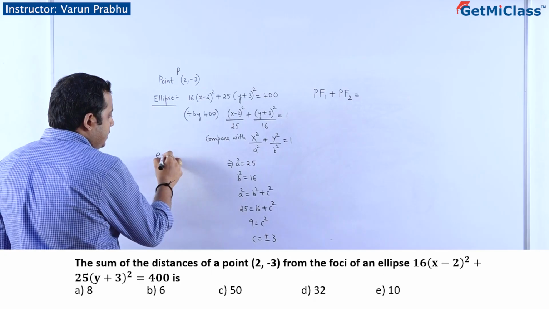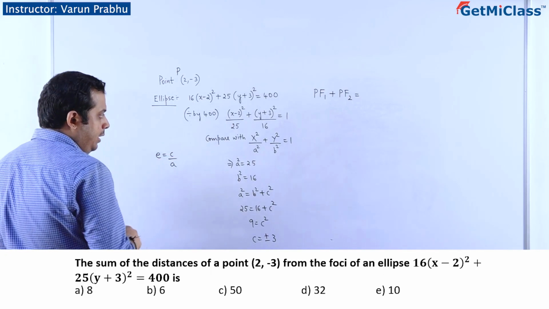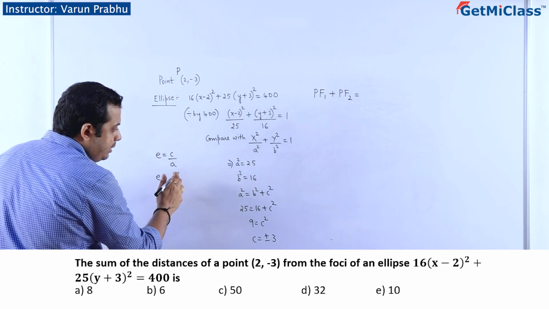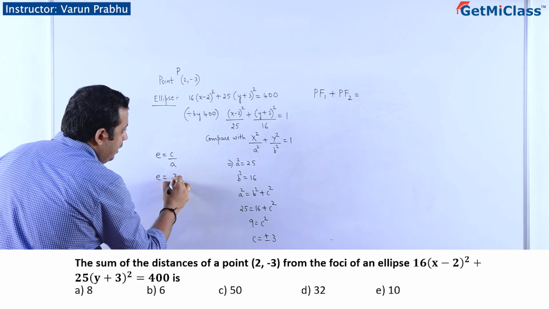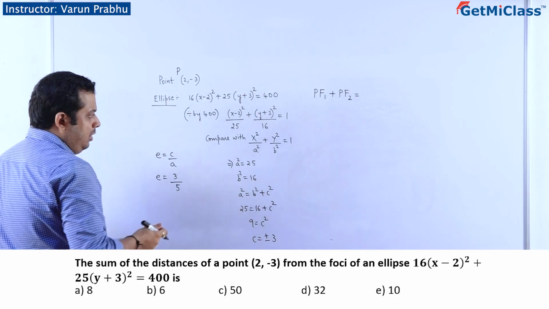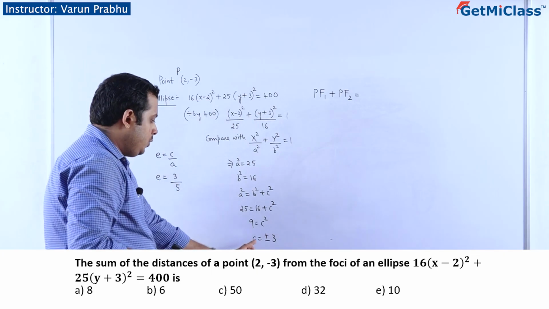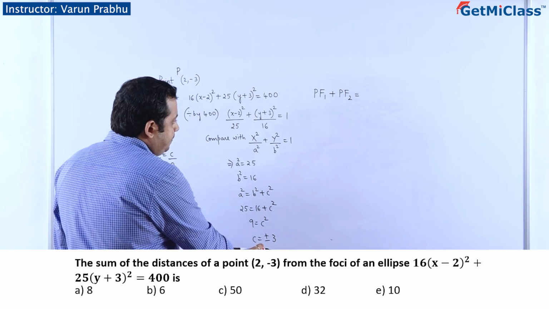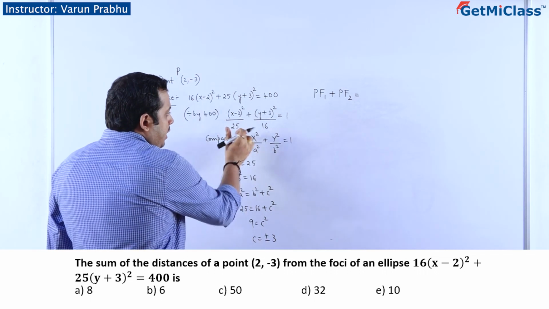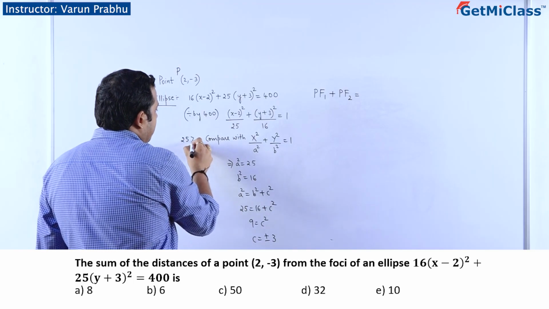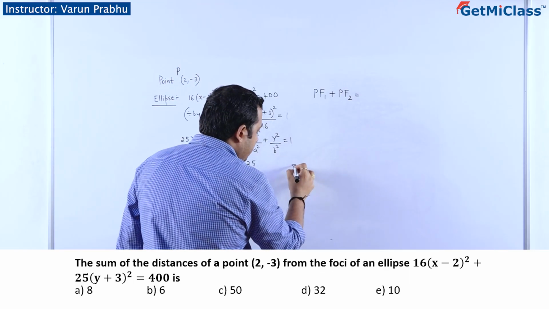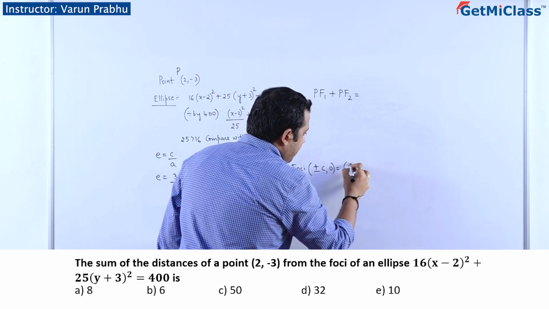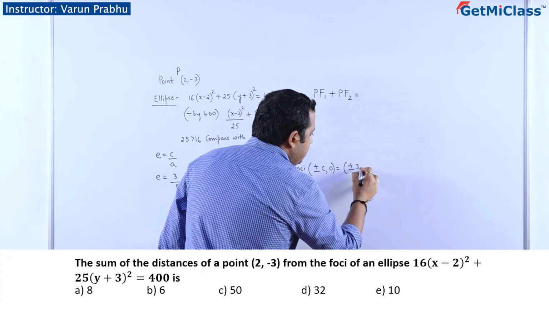What is the eccentricity? Eccentricity is equal to c divided by a, correct or not? The eccentricity of this ellipse will be 3 divided by a value, which is 5, but that is not required now. So the foci will be plus or minus 3. If you compare like this, definitely 25 is bigger than 16, right? So I can say the foci will be plus or minus c comma 0, plus or minus 3 comma 0.